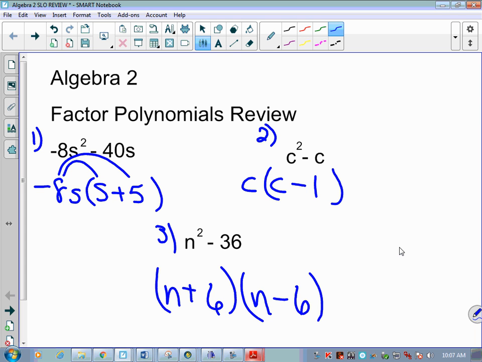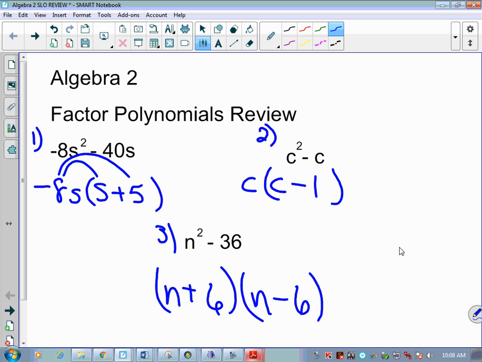Now, the nice thing about factoring is, can I check my work? How do I check my work? By distributing back in. Exactly. So if I distribute it back in, negative 8s times s is going to be my negative 8s squared, and negative 8 times positive 5 is negative 40, and I've got an s there, so negative 40s. So that's going to be factored out. I think probably a lot of us did pretty well with this question last time, correct?